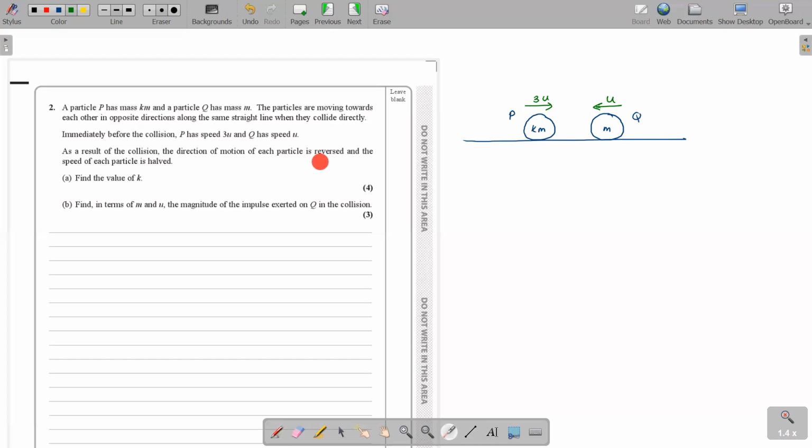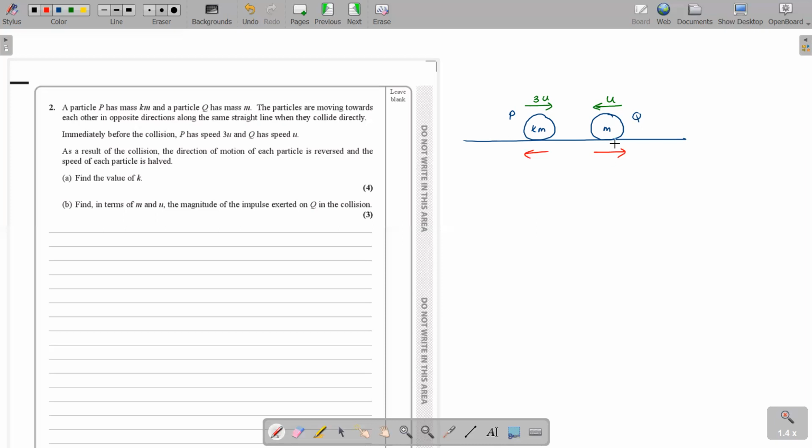Okay, very clearly they are telling you after the collision, as a result of the collision, the direction of motion of each particle is reversed. So I have the habit of writing the speeds after the collision. I write it underneath the object. So then this P is reversed, which means P will go behind and Q will go the other way. Whichever the direction they came, they get reversed.